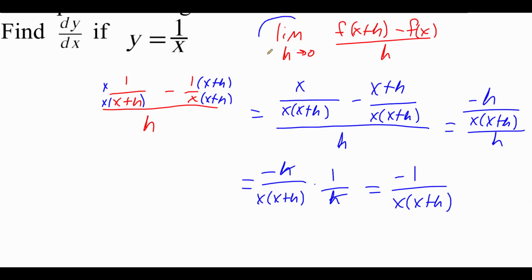Now remember, we're doing a limit here as h is approaching 0. So if I fill in a 0 for that h value, then this set of parentheses just turns into an x. And on bottom, if I take x times x, we're going to get x squared. So we end up getting negative 1 over x squared as our dy dx. So that's our derivative for the equation y equals 1 over x.